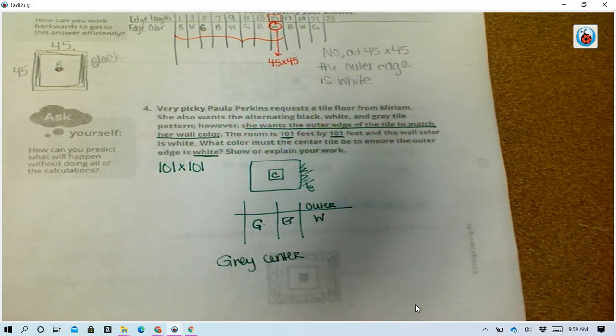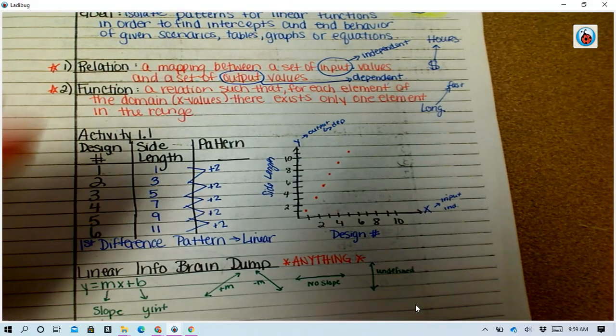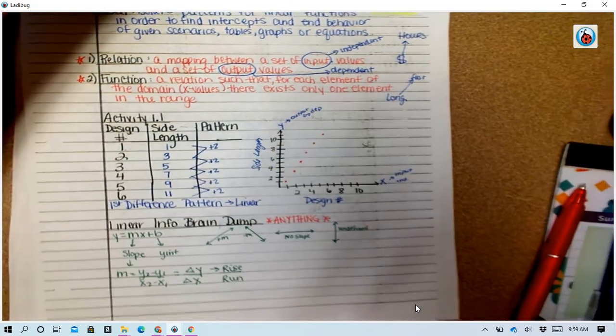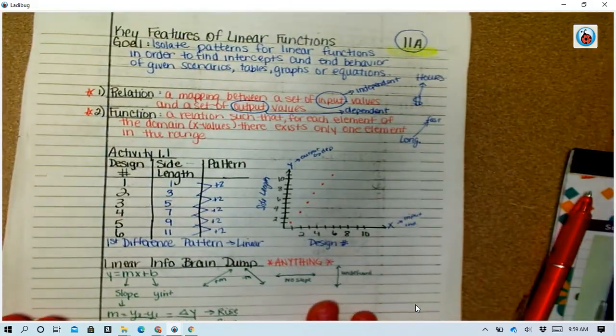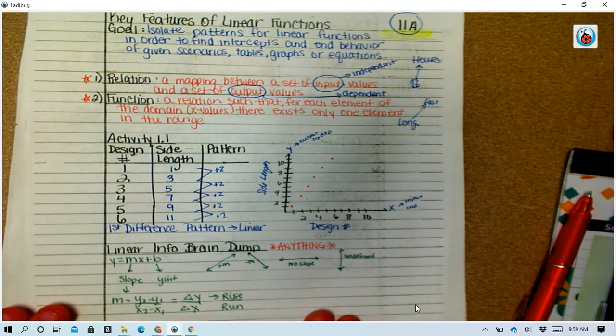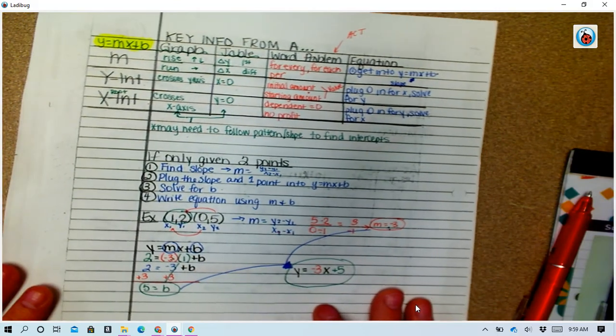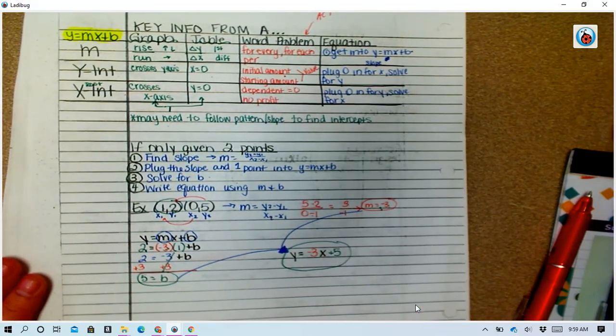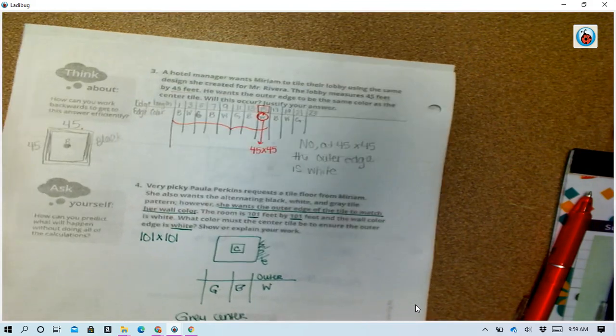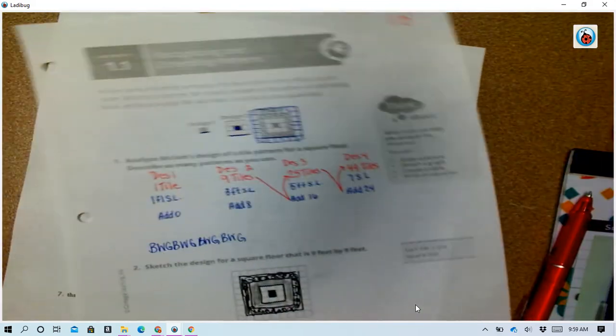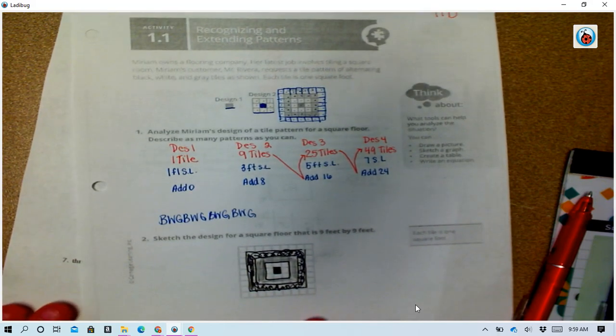So again, recapping, make sure on page 11A you have all of these notes down. And then page 12 will be your examples page, and this is what page 11B should look like, more or less.